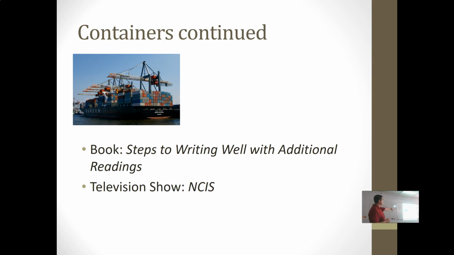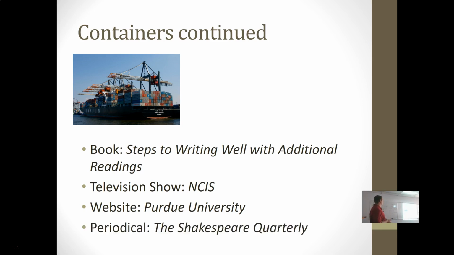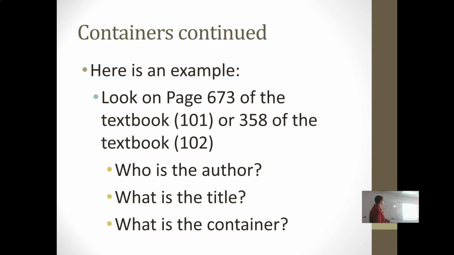Okay, so here's an example of a book. Steps for Writing Well with Additional Readings. That's your English 101 textbook. For the 102, it would be Perrine's Literature. Television show would be something like NCIS. Website, Purdue University. A journal or a periodical would be the Shakespeare Quarterly, Pensacola News Journal, something like that. So here's an example. Go ahead and look, since you're 102, at page 358 of your textbook and tell me who the author is, what the title is, and what the container is. And of course, if you're watching this in the future 101 class, you can go to 673.